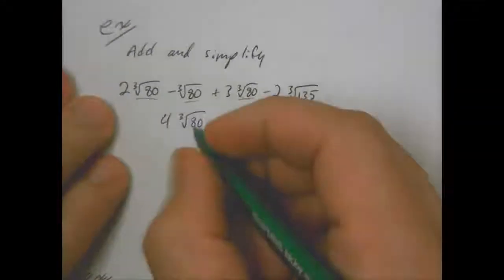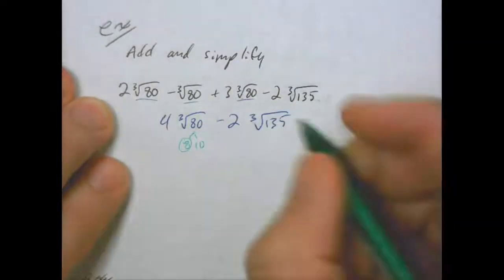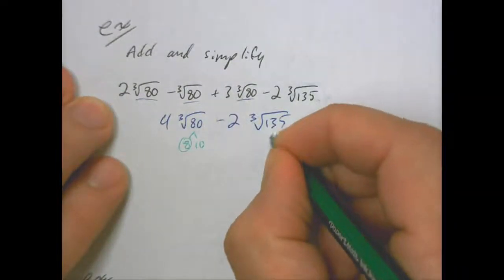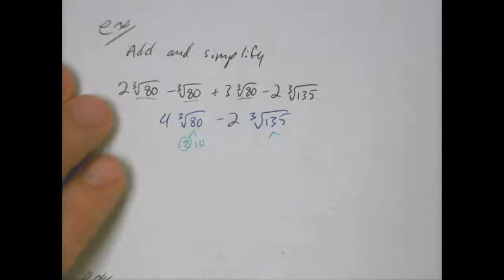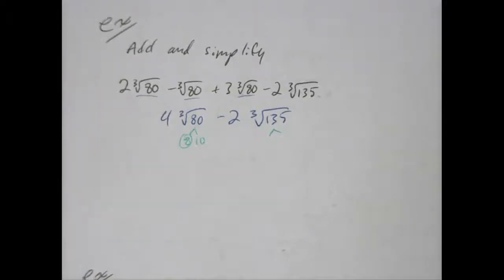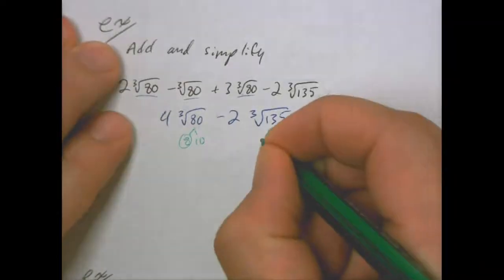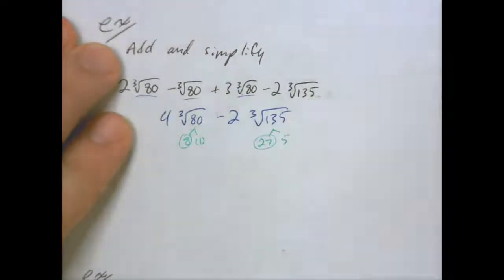Cube root of 80 is 8 times 10. That's a perfect cube. Cube root of 135, let's see, we'll have 3, 45. That's 15 times something. 15 times 9, so it must be 27. 27 times 5. This is also a perfect cube.